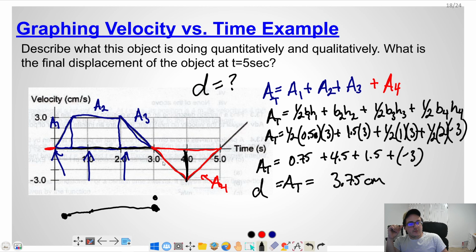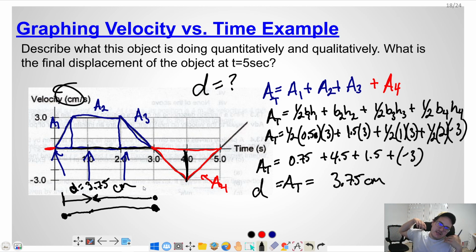What did it then do? Well, since it's going negative, went in the negative direction, slowed down, stopped, and at some point it had a positive displacement. So we'll do displacement equals 3.75. Where did I get centimeters from? The graph. The graph says our units of displacement and distance is centimeters. Okay, this is a tough example. If you need help, absolutely ask me questions, and I'd love to help you figure it out.